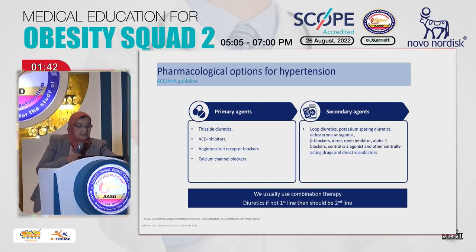Hypertension management. We have primary agents in the form of diuretics, thiazide, ACE inhibitors, ARBs, calcium channel blockers, and we have secondary agents like loop diuretics and potassium-sparing diuretics, and we actually use them in combination therapy. It's very rare in dealing with a hypertensive patient to start with one drug. Maybe you have to have combination therapy.